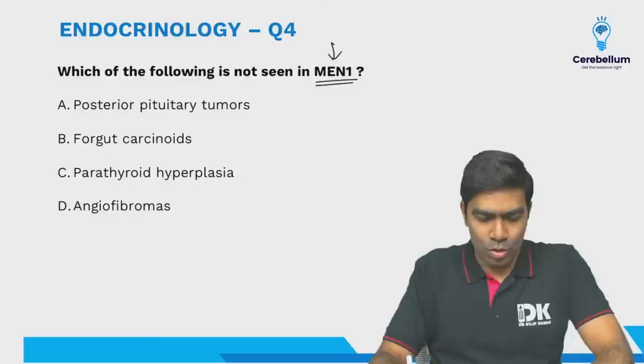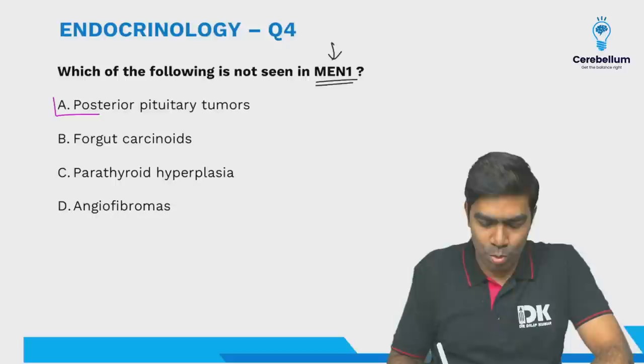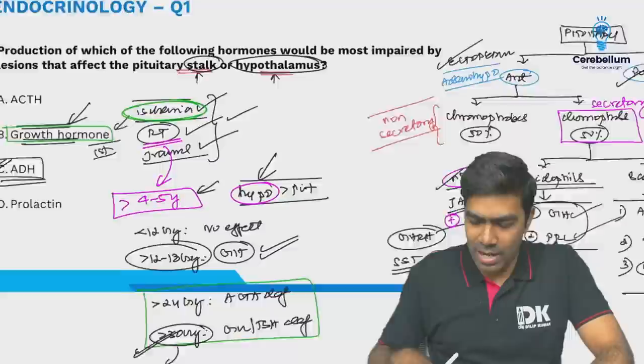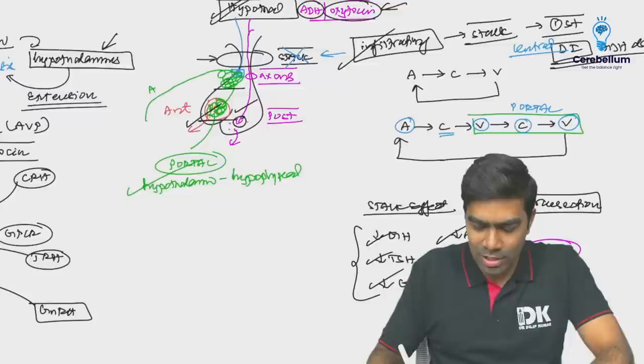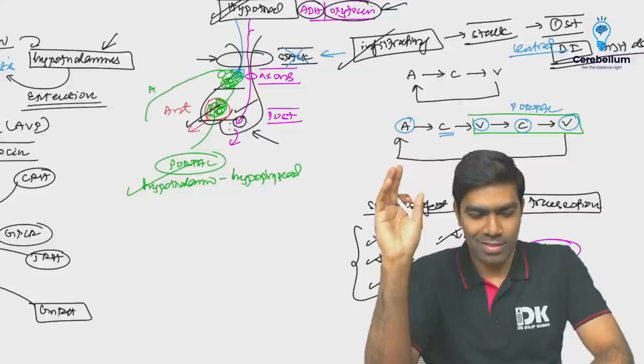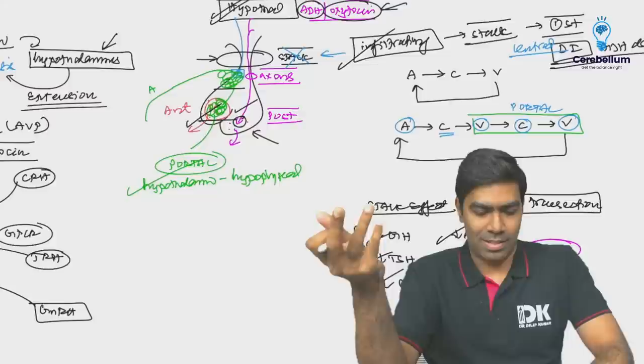Many people are answering B, some people are answering A, some people are answering D. The right answer for this is A, posterior pituitary tumors. That is something that is not seen in MEN 1 syndrome. Why is that an important point? Because look at your anterior pituitary and posterior pituitary. Which is having cells basically? Is it the anterior pituitary or the posterior pituitary? Even if you don't know anything, you can answer this question. It's pretty simple. It's the anterior pituitary that contains cells. Posterior pituitary doesn't have cells.